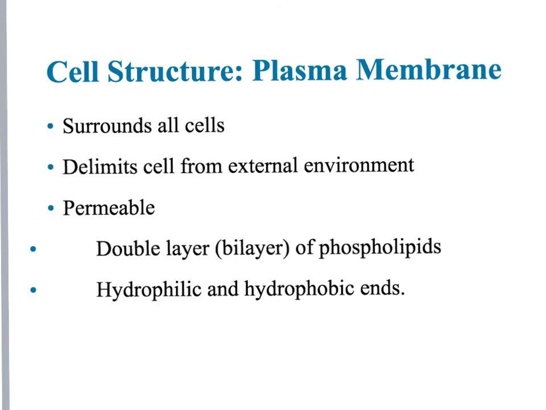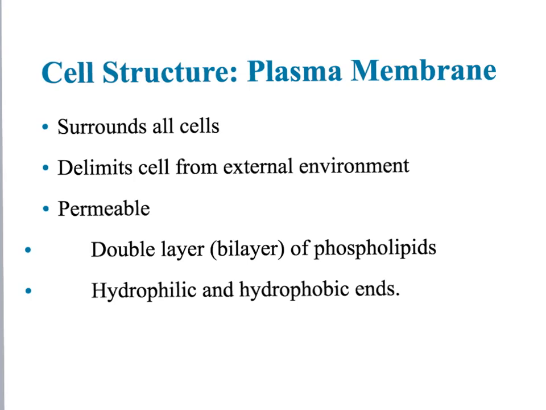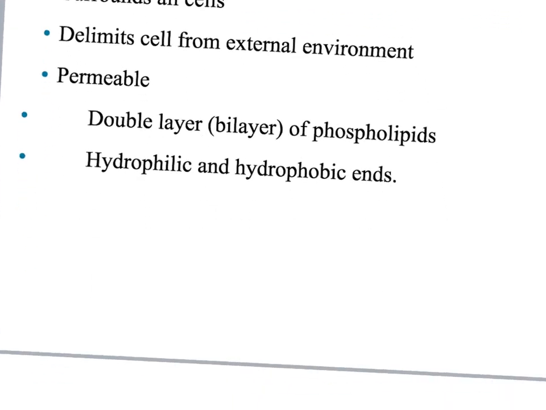So the plasma membrane surrounds all cells. It's permeable. It's a double layer, or bilayer, of phospholipids. Hydrophilic and hydrophobic ends, so some of them want to let in water, others not. So the permeability, again, we covered that. And a key thing here is that it's a delimiter from the external environment, so it's a protective barrier too.